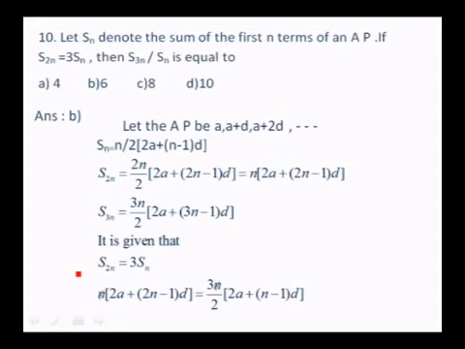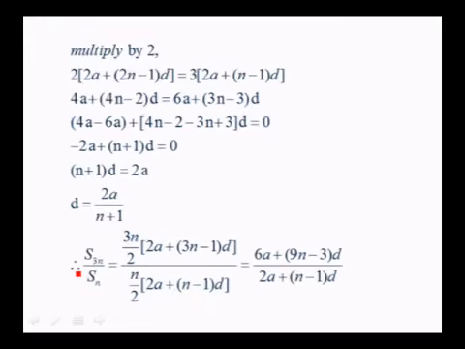Now he has given that S2n is equal to 3Sn. So use that: n into 2a plus n minus 1 into d is equal to 3n by 2, 2a plus n minus 1 into d. If you multiply by 2 and then simplify this one, you get n plus 1 into d is equal to 2a. So you have obtained the value of d. d is 2a over n plus 1.